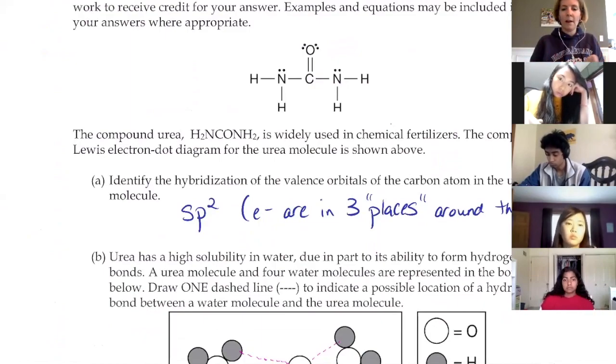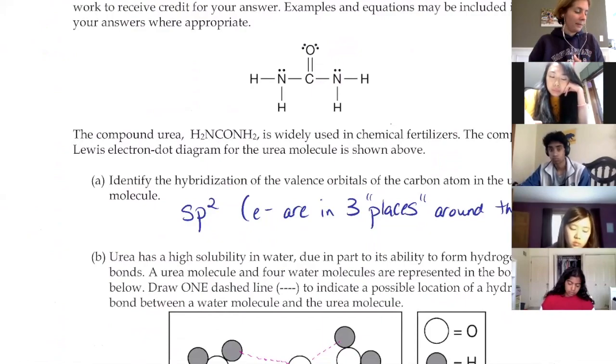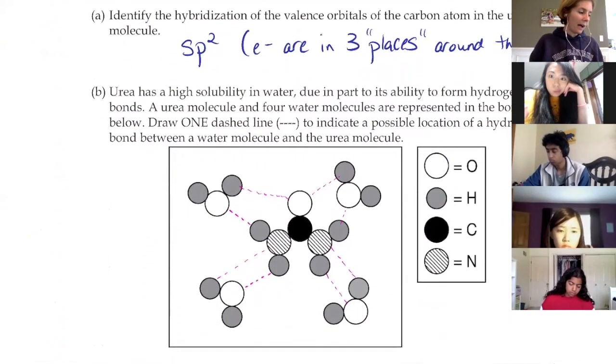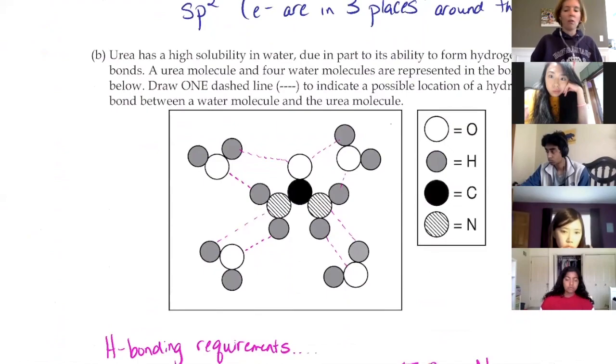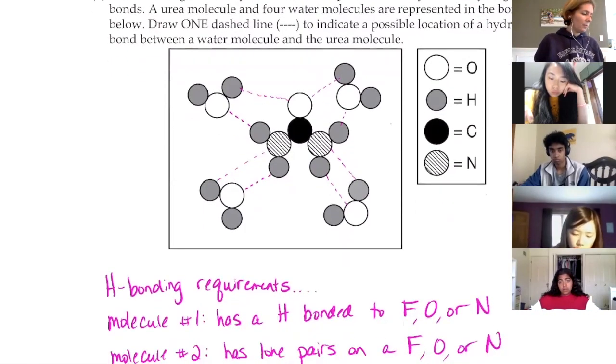We should have on that hybridization of the carbon atom, the electrons are in 3 places around the carbon, to the left, to the right, and up towards the oxygen. And so we would have sp2 hybridization around that carbon atom. The double bond there counts as one location. Okay. And then there's a couple different options of where you could have drawn your dashed lines there to represent your hydrogen bonds between the water and the urea.